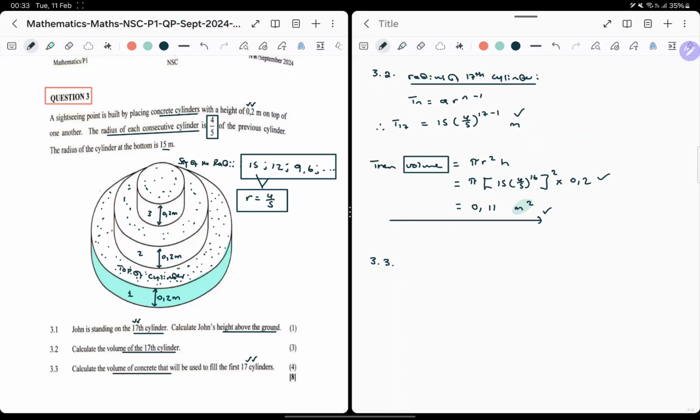Now this is going to be a bit of a situation, right? It's one of those questions. So basically, guys, to find the volume of the concrete that will be used to fill these first 17 cylinders, it already tells us that we certainly need to use the sum of the volumes now, not just the sum of the radii, but the sum of the volumes. You understand?